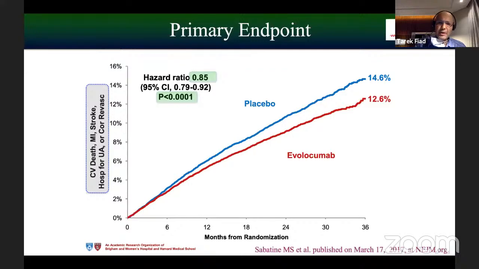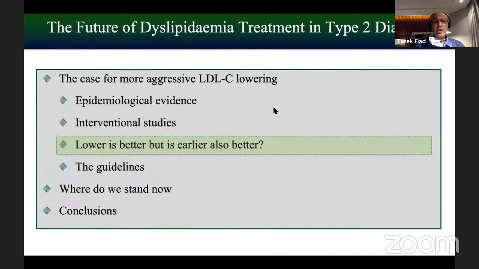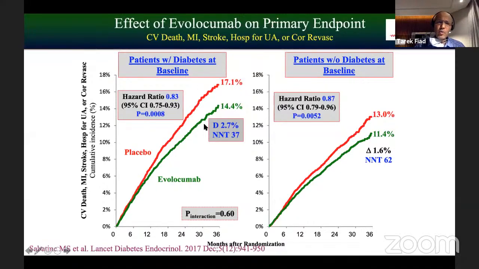We are talking in the diabetes forum, so what happened to people with diabetes in this trial? Let's look at the data. To the left is people with diabetes, to the right is people without diabetes. You can see that there was a significant relative risk reduction in diabetes of 17%. So diabetes responded very well indeed. And again, if we look at the numbers needed to treat, it's 37, and in people without diabetes, the number needed to treat is 62.